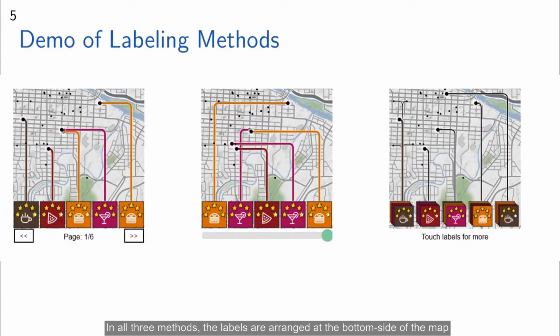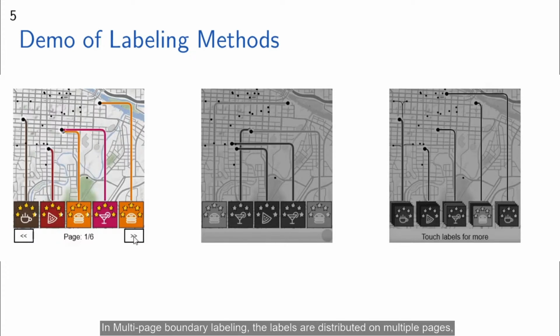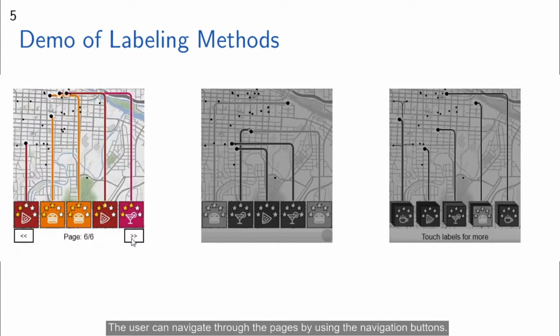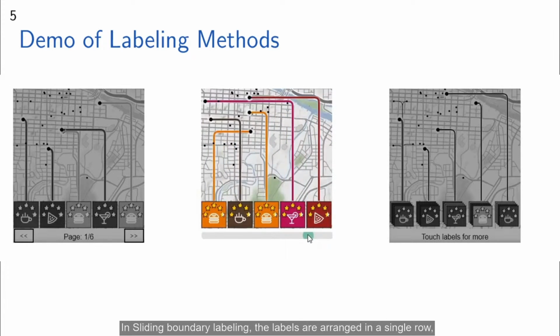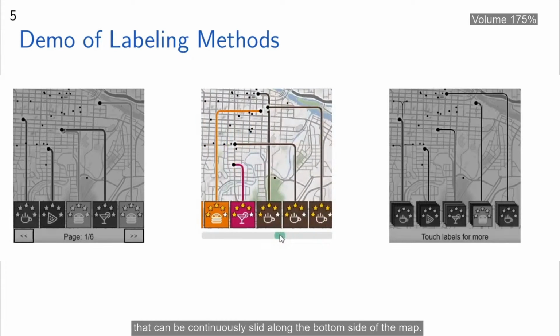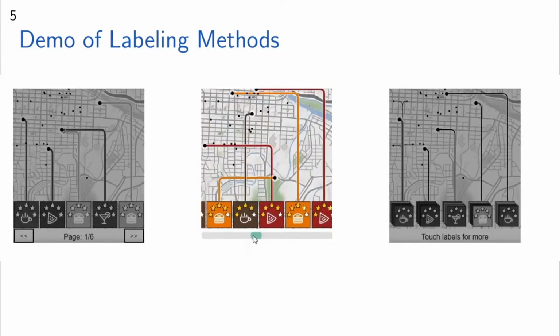In all 3 methods, the labels are arranged at the bottom side of the map and they are associated with their point features via connecting leaders. In multi-page boundary labeling, the labels are distributed on multiple pages, such that each page consists of a boundary labeling. The user can navigate through the pages by using the navigation buttons. In sliding boundary labeling, the labels are arranged in a single row that can be continuously slid along the bottom side of the map. Only labels directly below the map are displayed to the user.